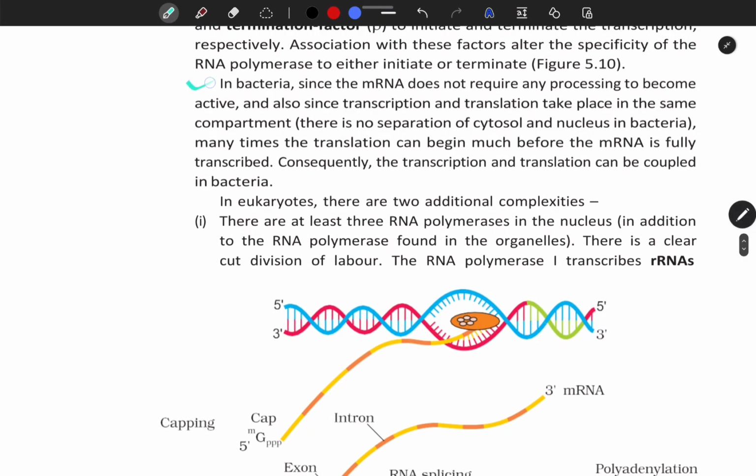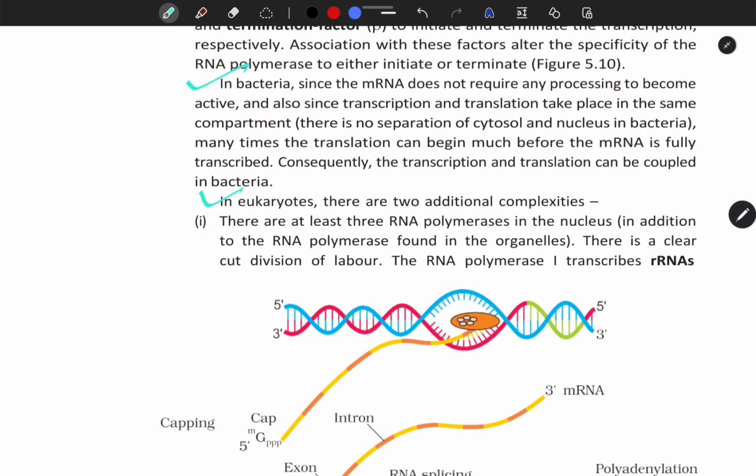In bacteria, the mRNA does not require any processing to become active, and transcription and translation take place in the same compartment, that is, there is no separation of cytosol and nucleus in bacteria. Many times the translation can begin much before the mRNA is fully transcribed. Consequently, the transcription and translation can be coupled in bacteria.